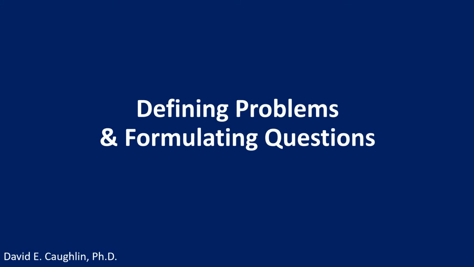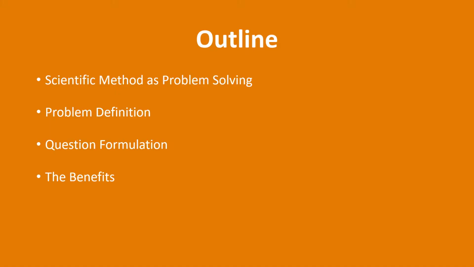The purpose of this lecture is to describe the value and the purpose of defining problems and formulating questions as part of a literature review process. So, briefly, what I'll cover is the scientific method as a form of problem solving, as well as what does problem definition mean? Specifically, how do we go about defining a problem?